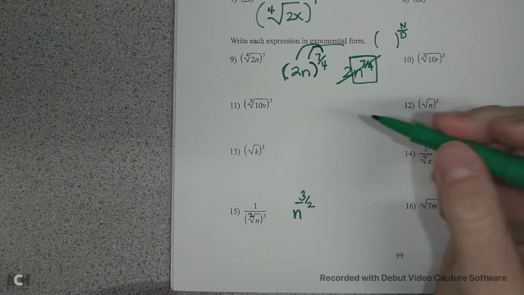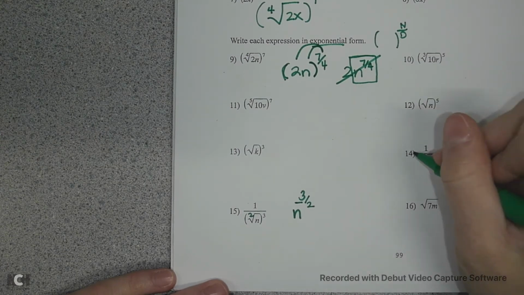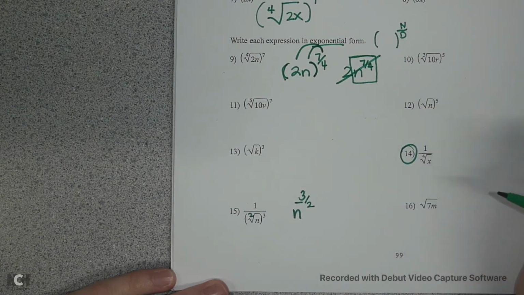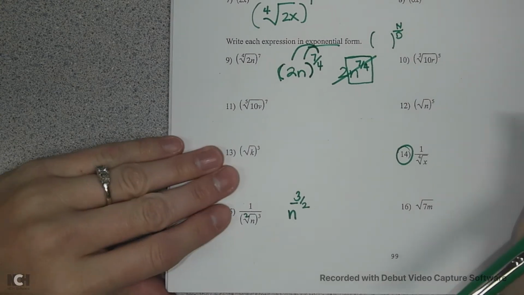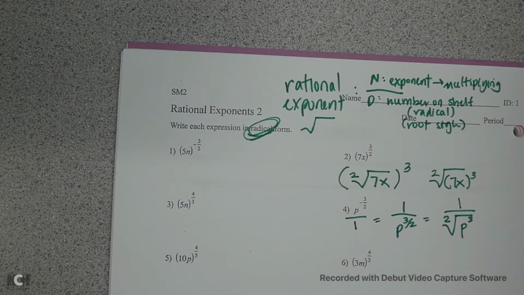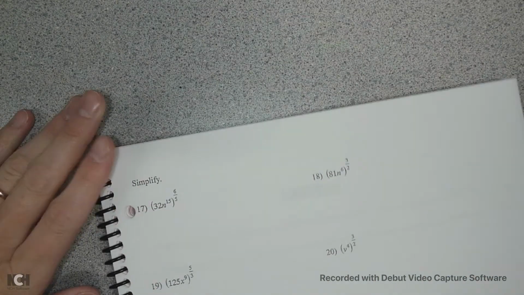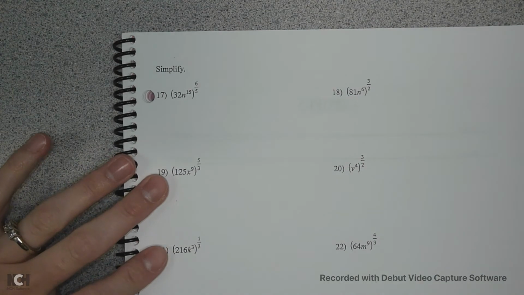And I'd like you to write these to make sure that they're not in a fraction. So like 14 should have a negative exponent, okay? And likewise, 8 should be in a fraction because it has a negative exponent. Okay, let's look at some more examples.